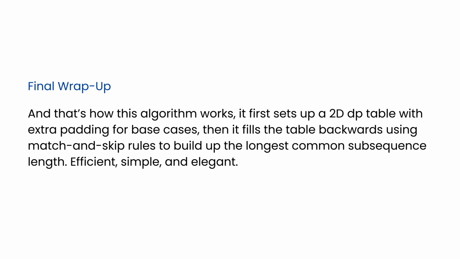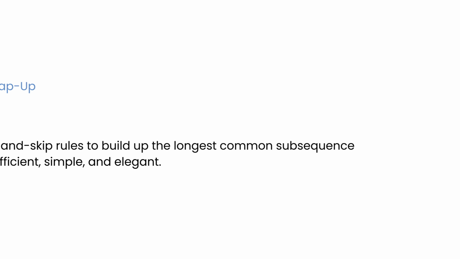And that's how this algorithm works. It first sets up a 2D DP table with extra padding for base cases, then it fills the table backwards using match and skip rules to build up the longest common subsequence length. Efficient, simple, and elegant. Let's test our function using this input. text1 equals "abc" and text2 equals "ace".